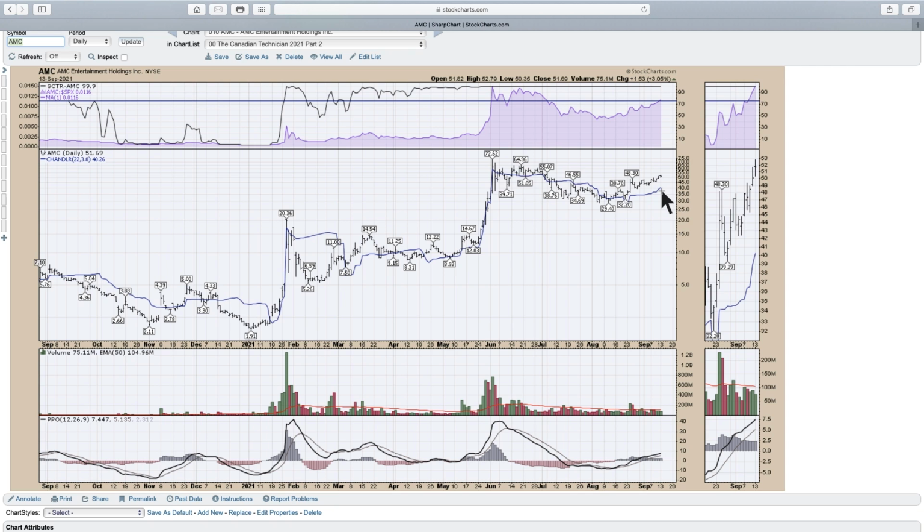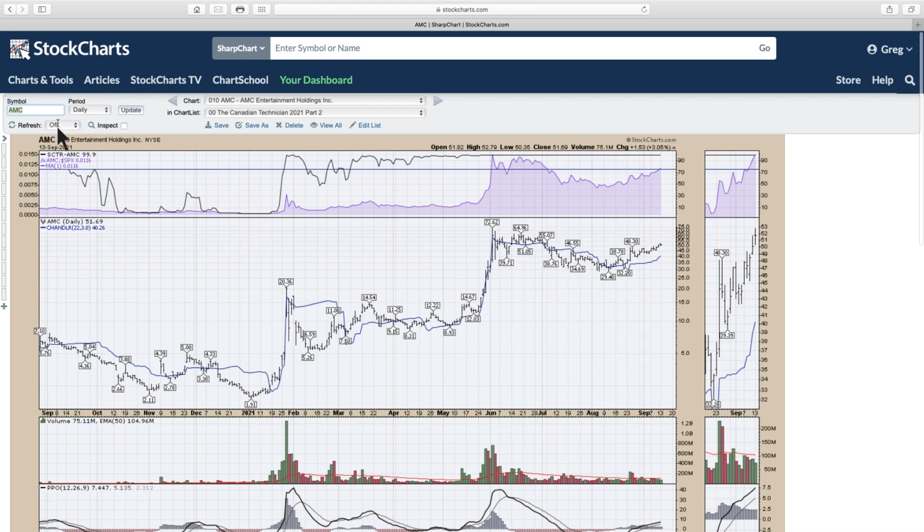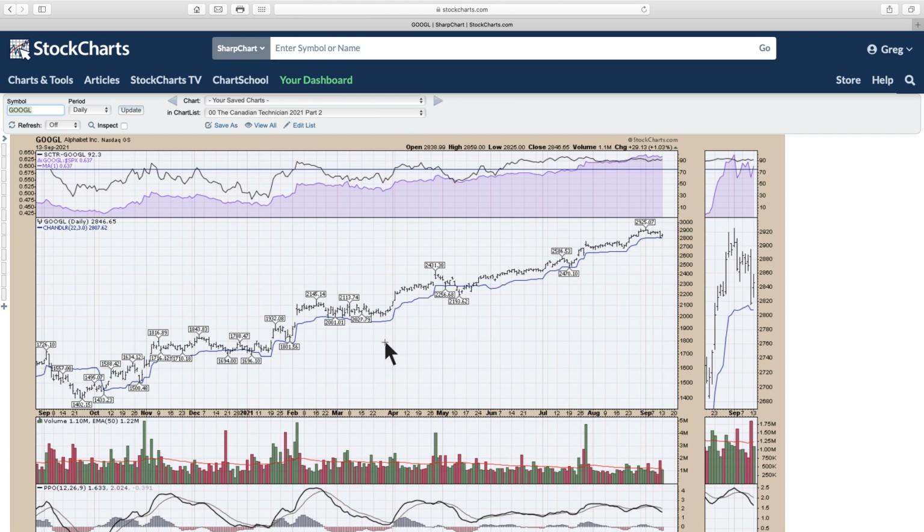chandelier stop. Typically, this isn't used for a buy signal. It's used for a stop to get you out of the stock. But you can take this, and if I went for Google as an example, the chart is much smoother, and this would have kept you in the whole time.